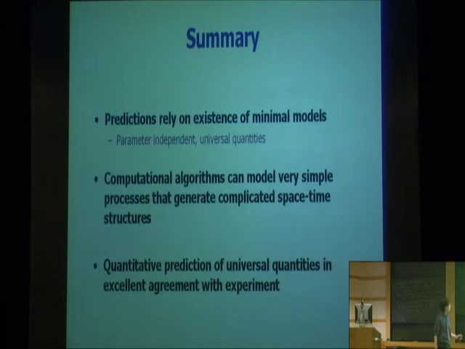Okay, so what I've shown you is that all physical predictions rely on minimal models. Computational algorithms, even very simple 5-line computer codes, can model very simple space-time patterns, and they can make quantitative predictions of universal quantities which can be compared with experiment. So if you would try to simulate that pattern and understand it by a conventional approach, it would have been a very tough thing to do because the patterns are so complex.